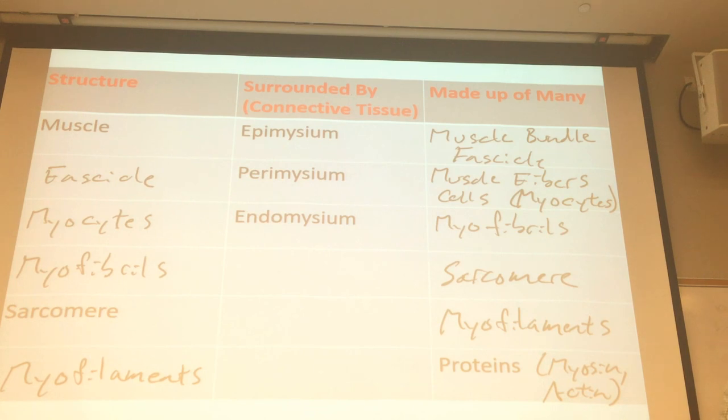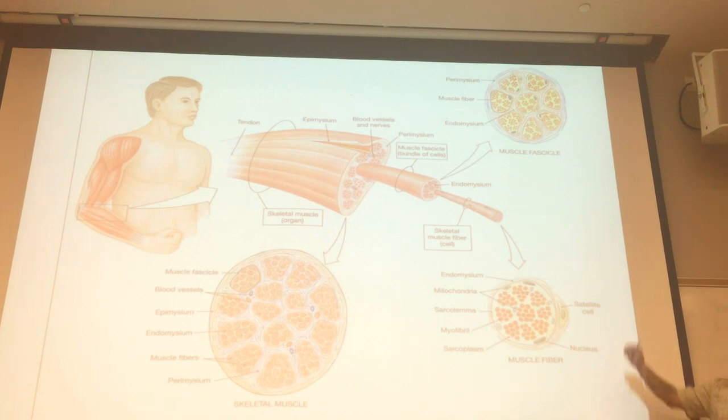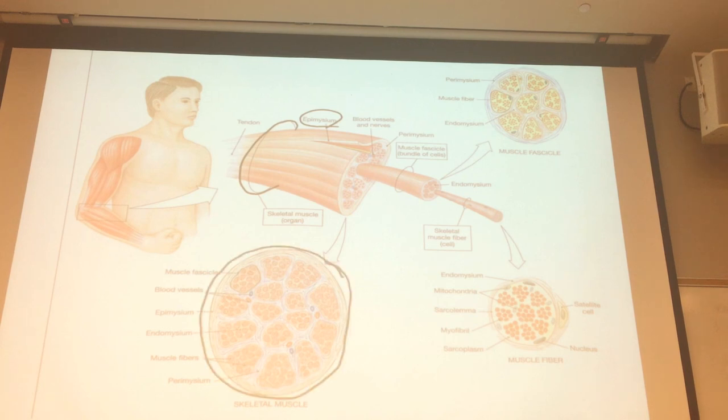If we want to actually see that, then look at this illustration, because this is the exact same thing we just talked about, but it's a graphic representation of it. You'll notice there's an epimysium surrounding this, and that's what we're seeing on the outside right there. Within that, you're going to see a fascicle and a fascicle and a fascicle, surrounded by perimysium. So here's the perimysium around the fascicle.